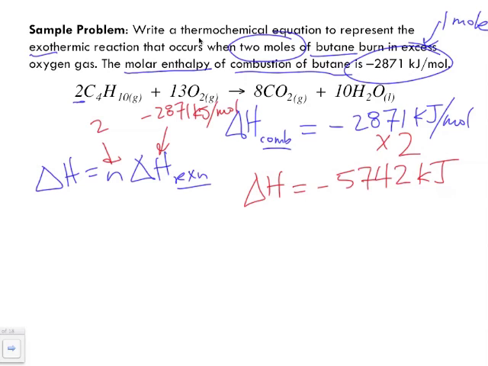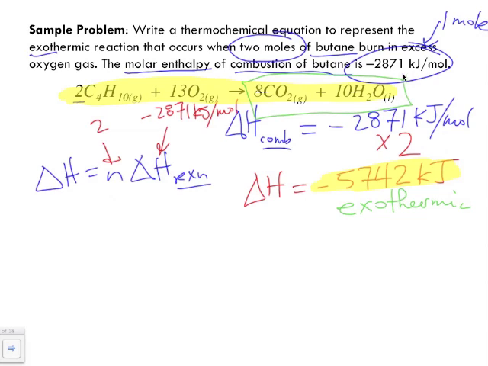The question says, write a thermochemical equation. So a thermochemical equation includes the balanced chemical equation. But because our value is a negative value for our delta H, this means that our reaction is exothermic. Which means because it's an exothermic reaction, this value is going to be on the side of the products. So to write this thermochemical equation, it's going to look as follows.